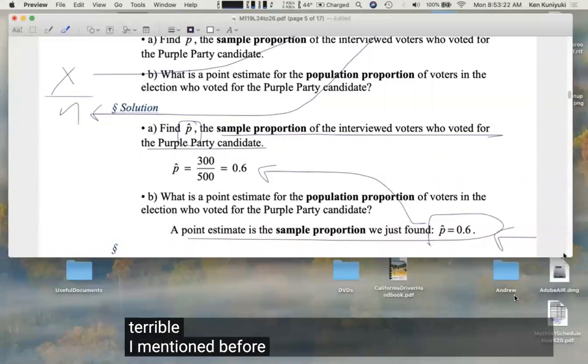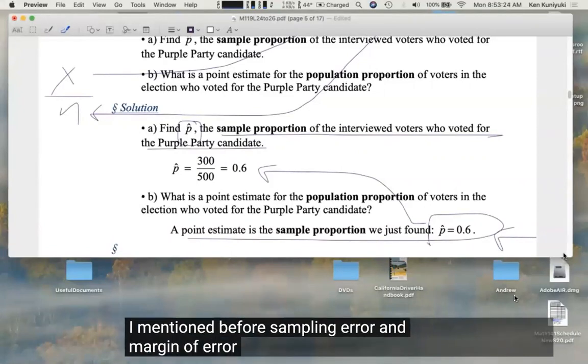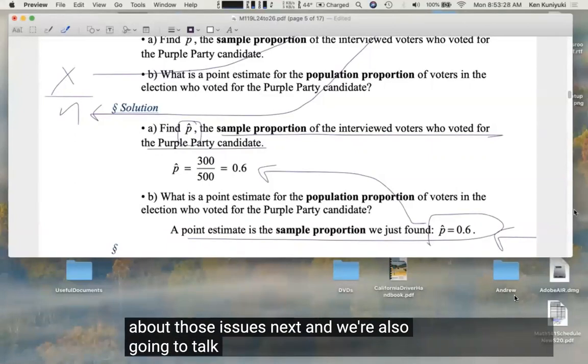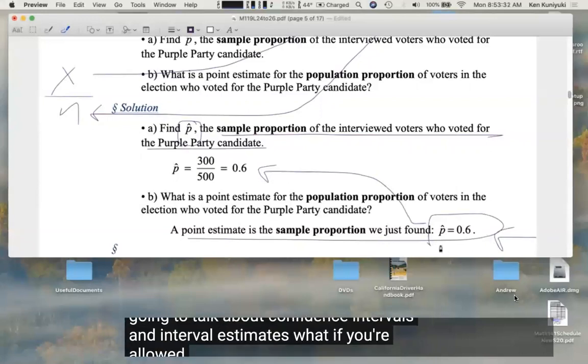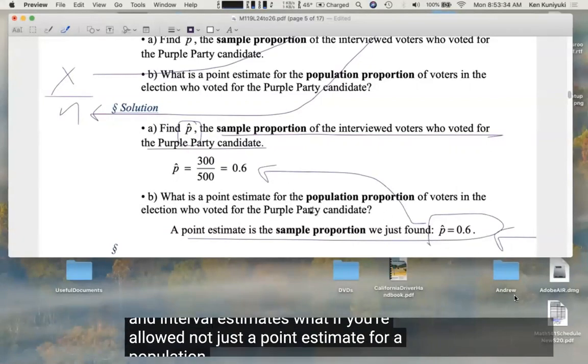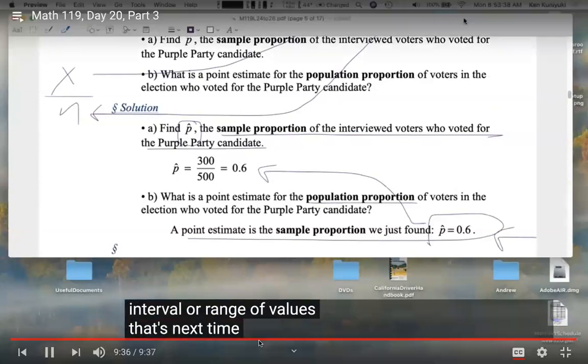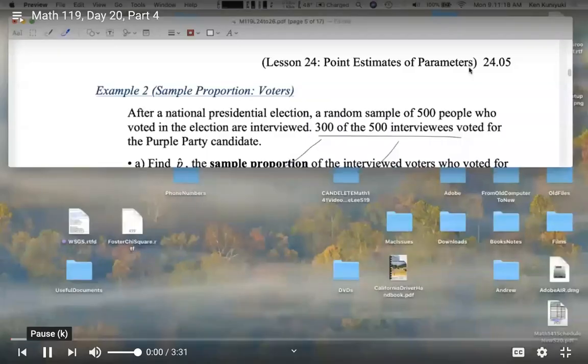I mentioned before sampling error and margin of error. We're going to talk about those issues next. And we're also going to talk about confidence intervals and interval estimates. What if you're allowed not just a point estimate for a population parameter, but a whole interval or range of values? That's next time. Any questions before we go on?